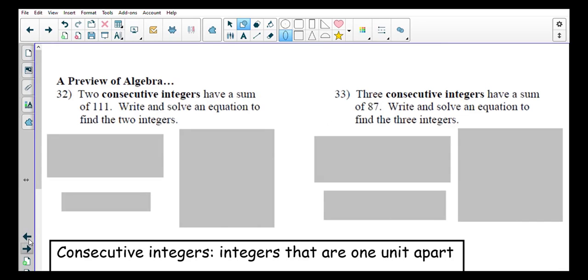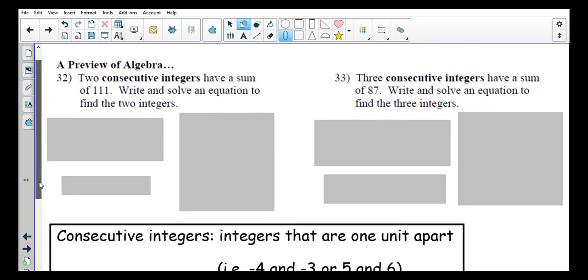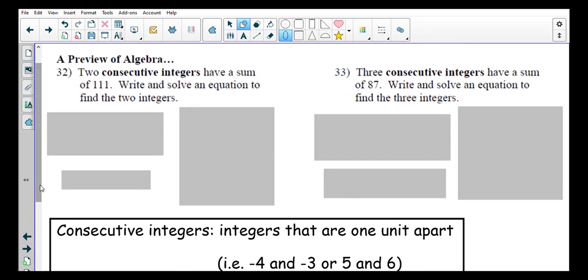All right, so 32 and 33 are actually a little bit more challenging than what you're going to see on your test, but it is a good preview of things you might see in algebra. So let's take a look at number 32. It says two consecutive integers have a sum of 111. Write and solve an equation to find the two integers. So this is going to kind of build on what we just saw, which is why I think it's good to see these questions, especially if we have the time to do so.